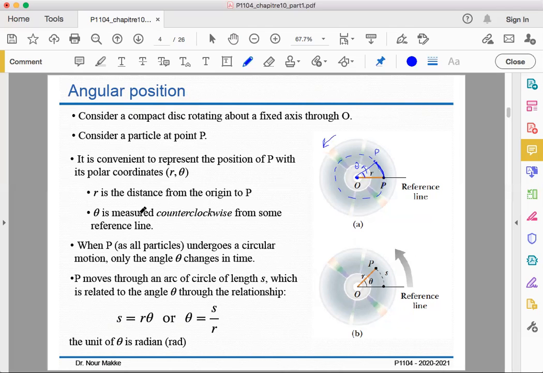So r is the distance from the origin to the point P, and by the origin we mean the axis of rotation, and theta is measured counterclockwise from some reference line. So if we take the initial position of the particle to be our reference line, then going up from this reference line, we measure theta in a positive way.